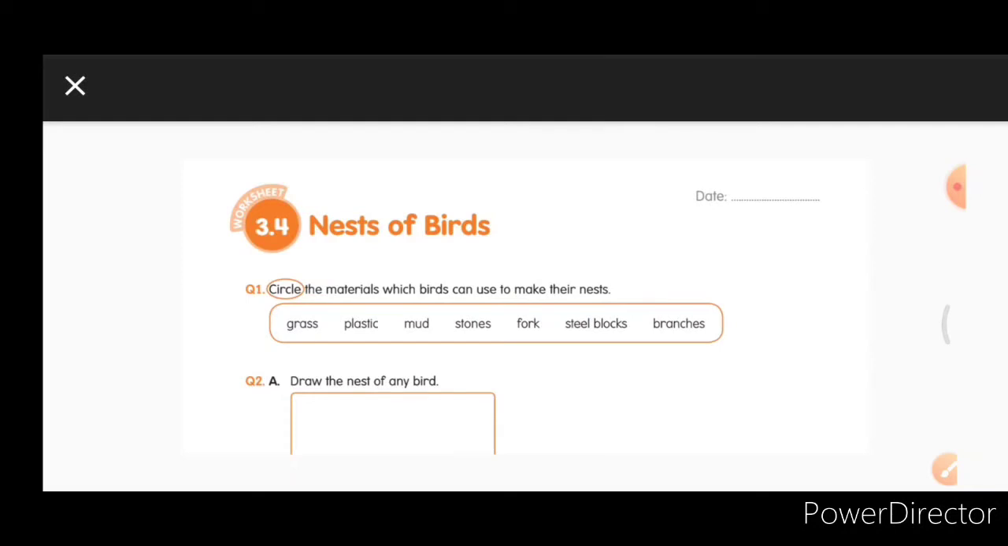Grass, plastic, mud, stones, fork, steel blocks, branches. I repeat, grass, plastic, mud, stones, fork, steel blocks, branches. So, among all of these you are going to circle those materials which the bird uses to make a nest. All of you remember birds use a little soft material like twigs, straw, dry grass, ribbons, cotton, such kind of material. So, among these you circle those materials.